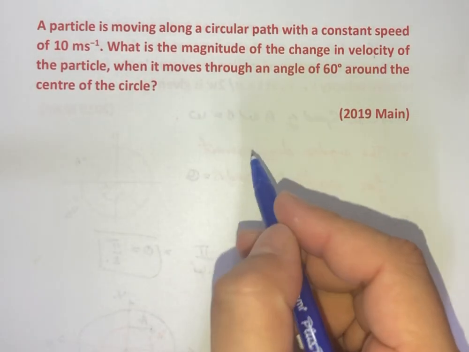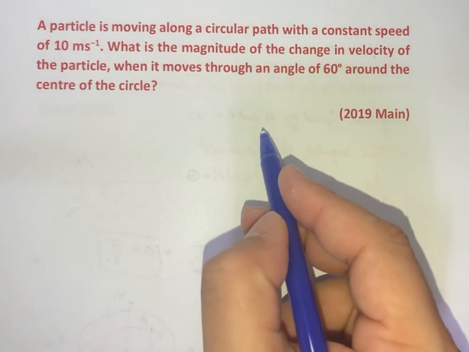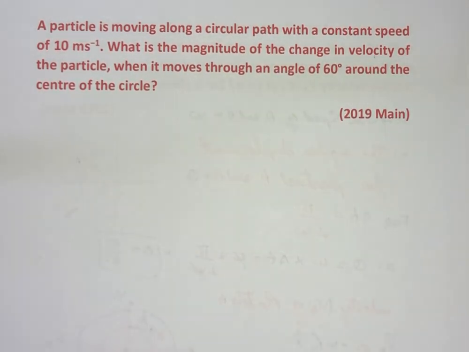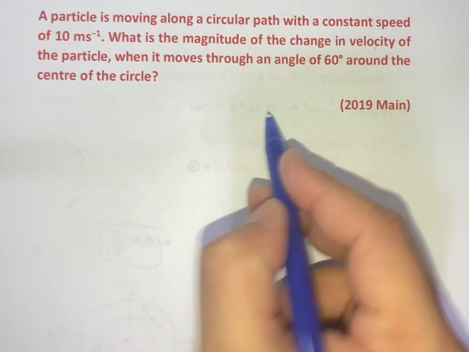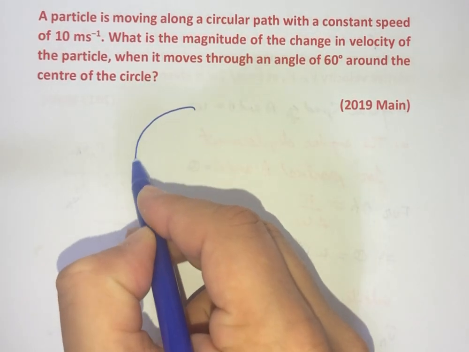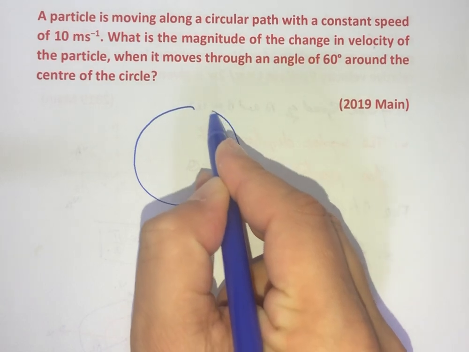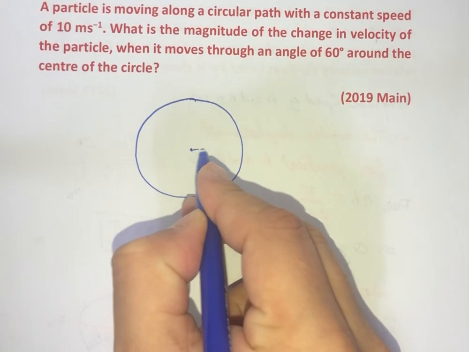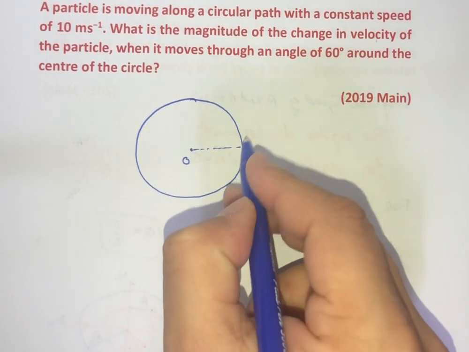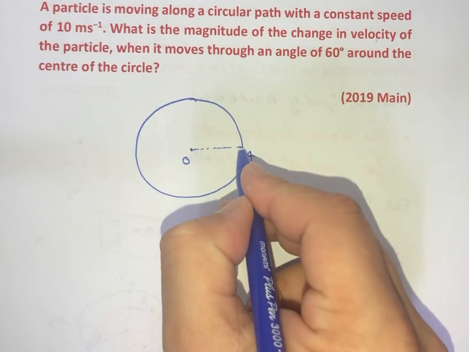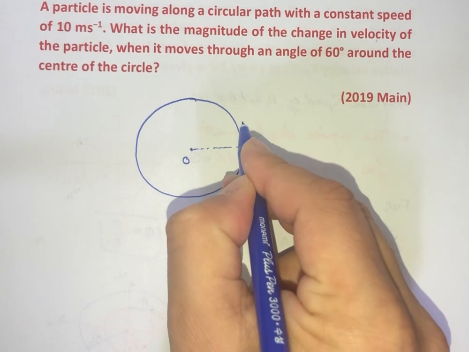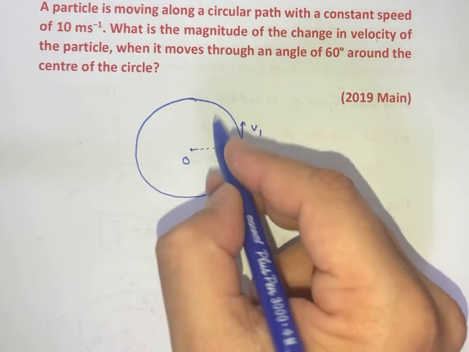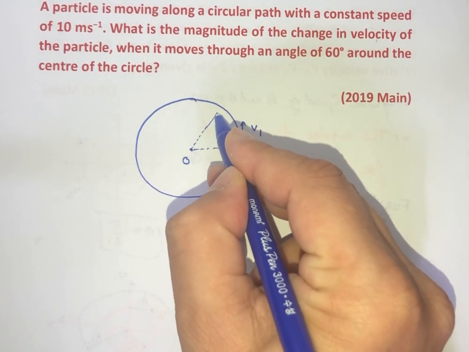So let's draw the diagram for the given question. It is given that we have only one particle, and it is moving. Suppose this is center O and this is initial position A, and it is moving with a velocity of v1 and it moves an angle of 60 degree. So let us suppose this is angle of 60 degree.